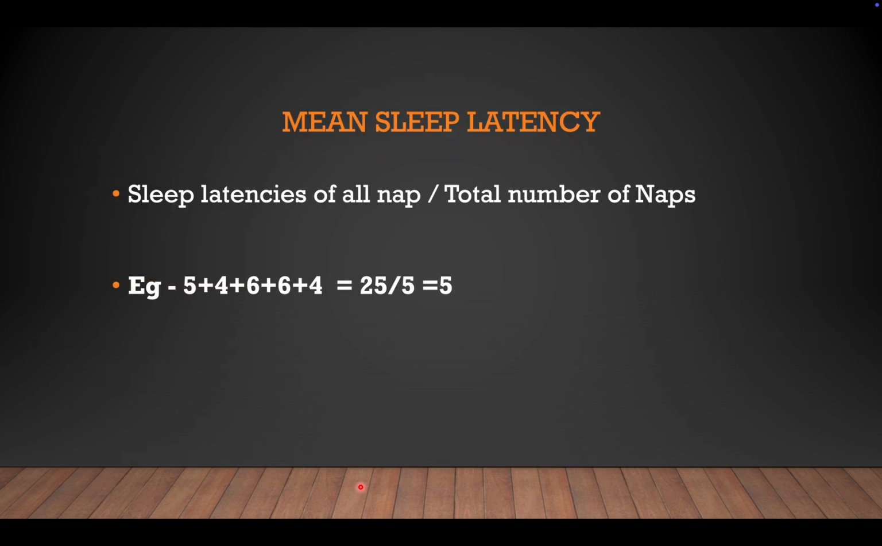Now, let's say we have completed nap 1, nap 2, nap 3, nap 4, and nap 5. How do you calculate the sleep latencies? It is the sleep latencies of all naps. For example, we have given some numbers here. The first nap sleep latency was 5 minutes, second was 4, third 6, 6, and 4. So the total is 25 minutes, which divided by 5 is equal to 5 minutes. So now the question is, we got a number, 5 minutes. What does that number tell you?